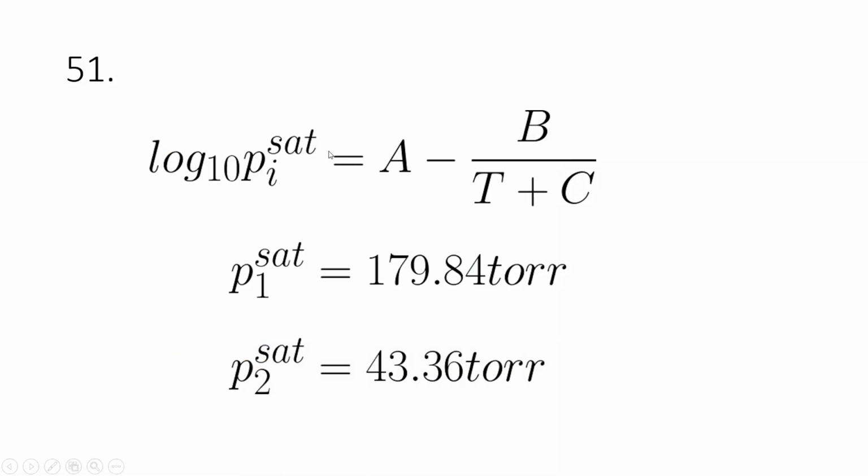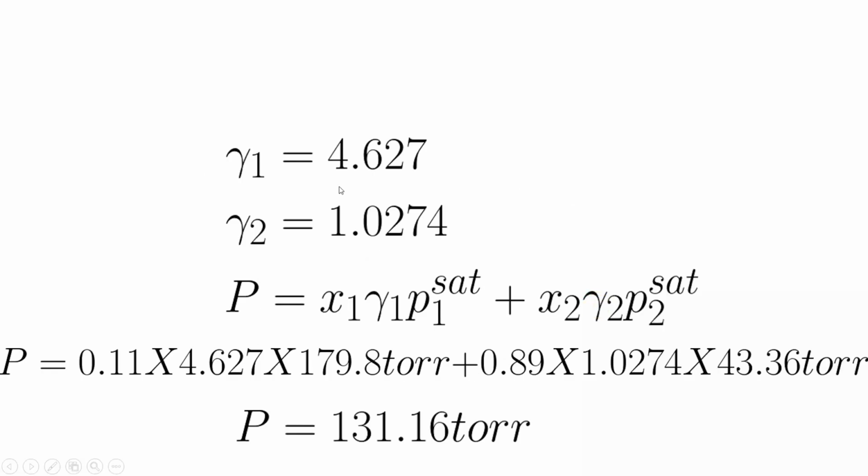First, we are given the log base 10 equation. We will put all the values and calculate the vapor pressure at T equal to 25 degrees centigrade. We will get P1 sat is equal to 179.84 torr, and P2 sat will be 43.36 torr, since the pressure is given in torr. After putting the values for component 1 and component 2, you will get P1 sat and P2 sat. These are the vapor pressures for component 1 and 2 respectively.